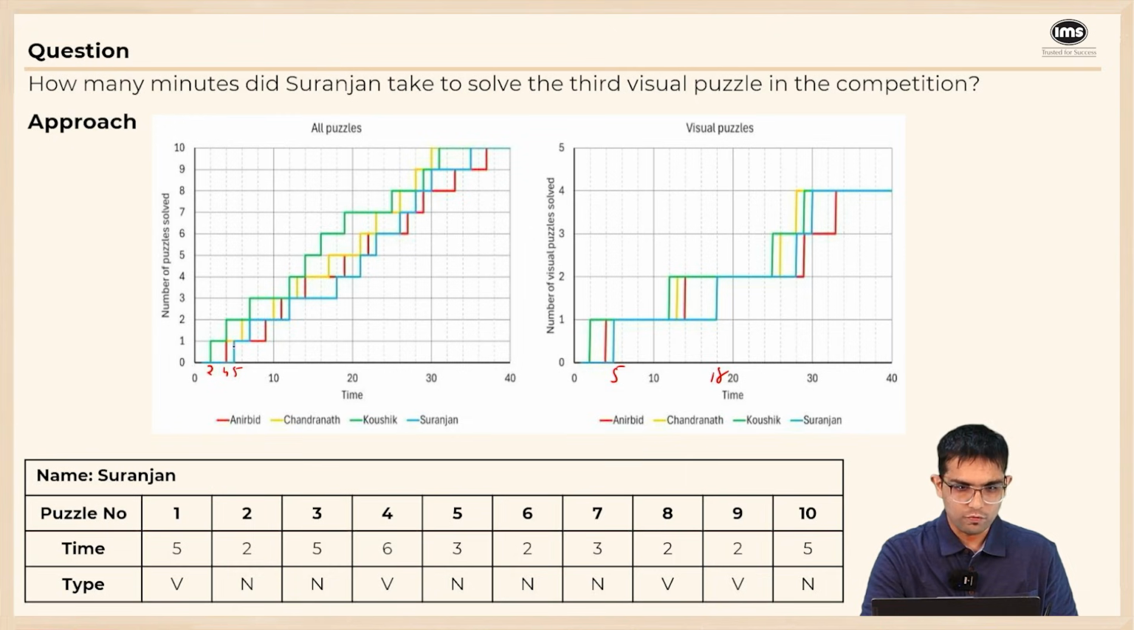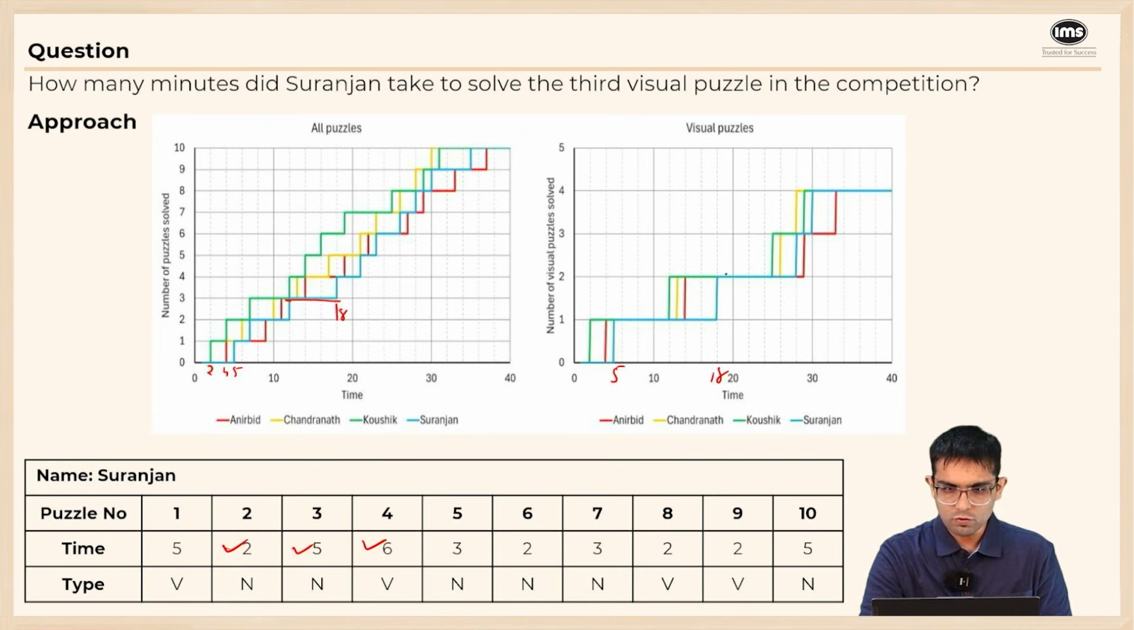So the first question took 5 minutes. Then the second took only 2 minutes. So 7 minutes he is right now. This is a number puzzle. Then from 7, this is 12. So again it takes 5 minutes. From 12, this is 6 minutes. So this is the 18th minute. So this 6 minute has to be a visual puzzle. So 6 minutes and visual puzzle.